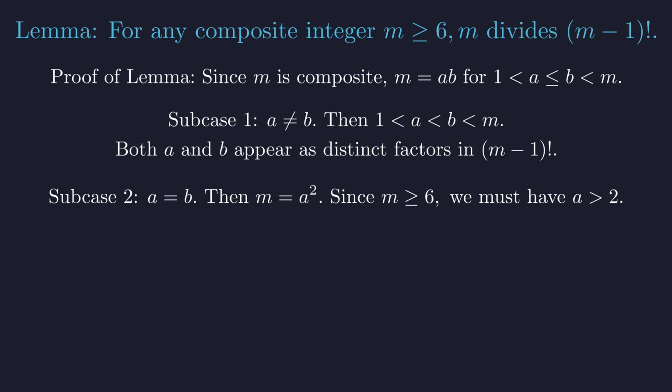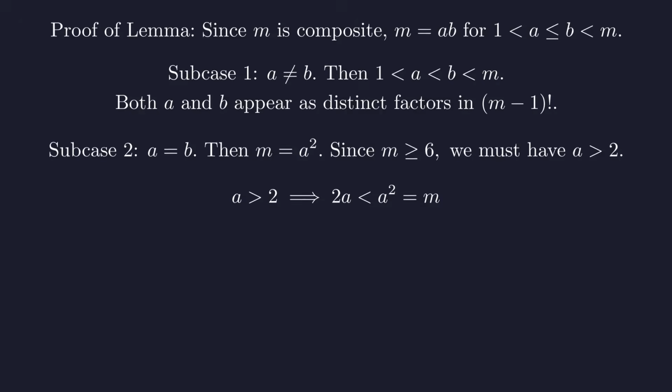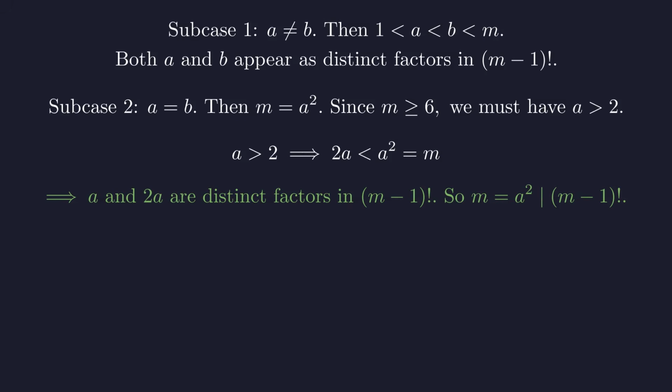What if a equals b? Then m is a perfect square, and since we're assuming m is at least 6, a has to be at least 3. Now here's the key insight. If a is at least 3, then 2a is definitely less than a squared. So both a and 2a appear in the factorial, which means the factorial is divisible by a times 2a. But that's more than enough to guarantee it's divisible by a squared, which is our m.